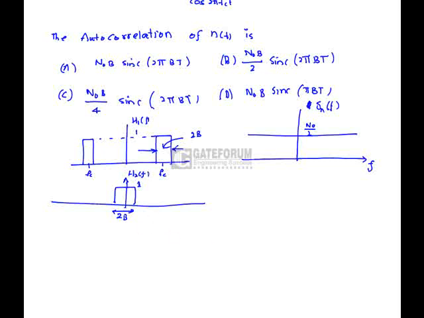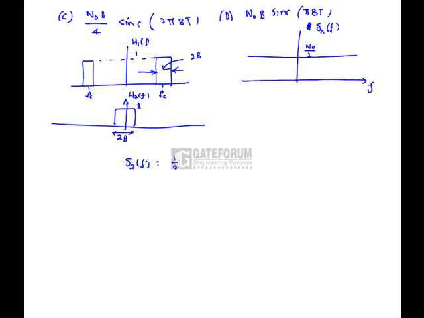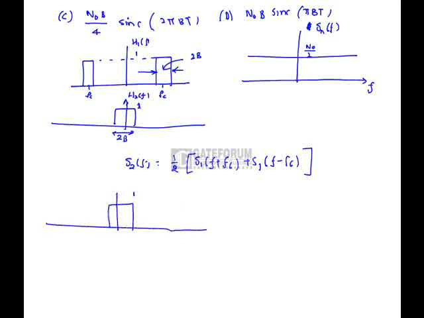Now suppose I am assuming this is S1 of f, this is S2 of f. So S2 of f is equal to 1 by 2 times S1 of f plus fc plus S1 of f minus fc. If we plot this function S2 of f, we will get this as N0 by 2, this is 2fc, minus 2fc. This magnitude is N0 by 4, this magnitude is N0 by 4.